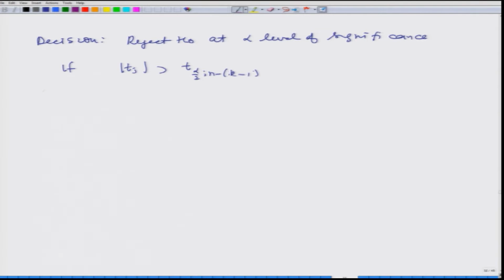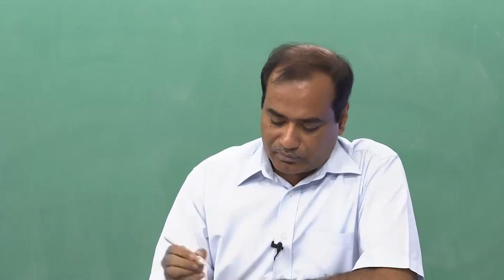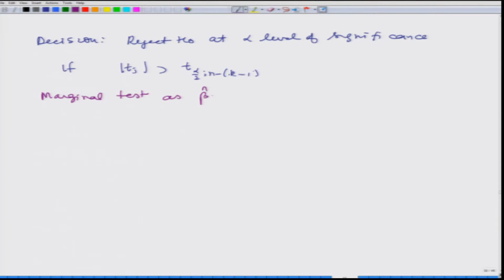So, this is actually a sort of marginal test. Marginal test means earlier we had an analysis of variance which tests the equality of all beta 2, beta 3, beta k together, and now we are coming to the aspect of testing one regression coefficient at a time. And so that is why this is called a marginal test. Why? Because beta j also depends on all other explanatory variables.